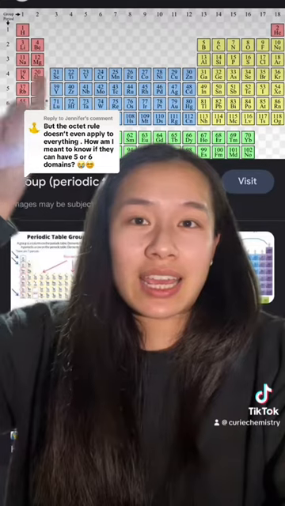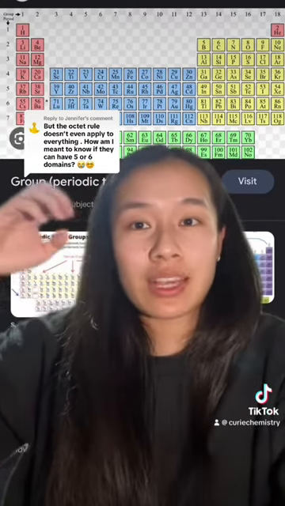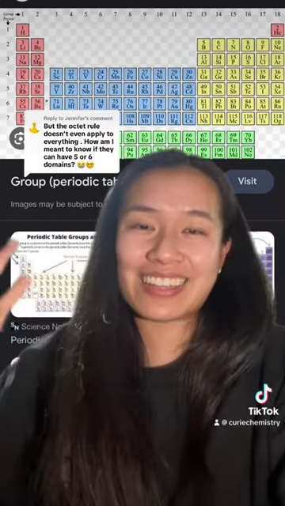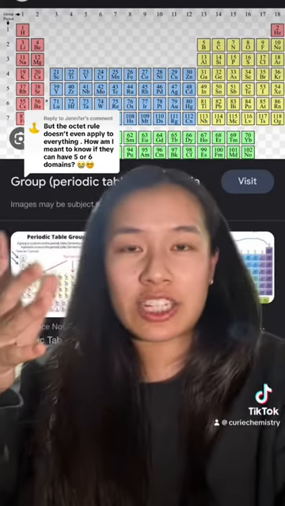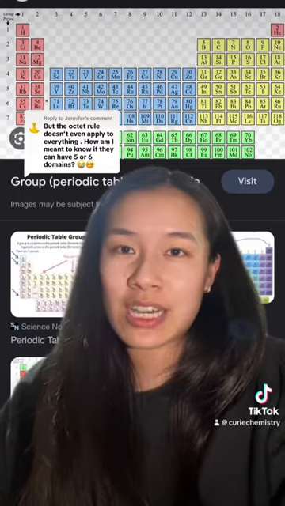And then hydrogen and helium are only in row 1, so they only have the first energy level with an s orbital. So hydrogen and helium can have a maximum of 2 electrons, not 8. So that's sort of like their duet rule. And lithium, beryllium, and boron are in the second energy level too, but they're relatively small, so they don't always satisfy the octet rule, but they can.